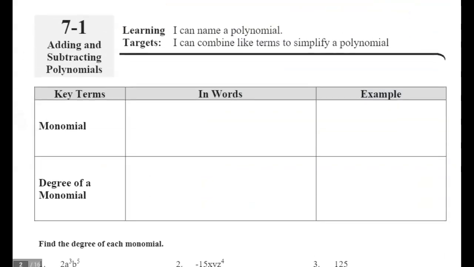Starting on page 2. Some of these definitions may be things that you have done in middle school, but we're going to go through them. Okay, it's your responsibility to learn these definitions.